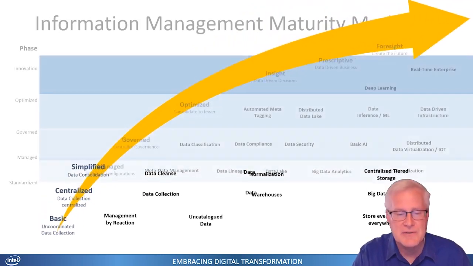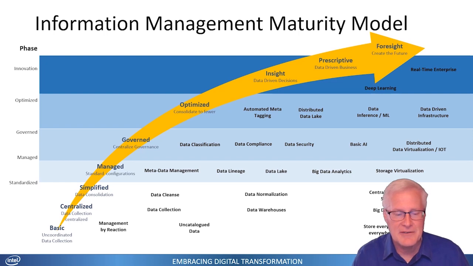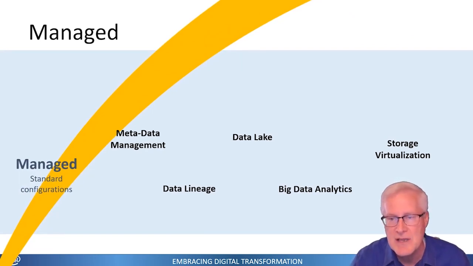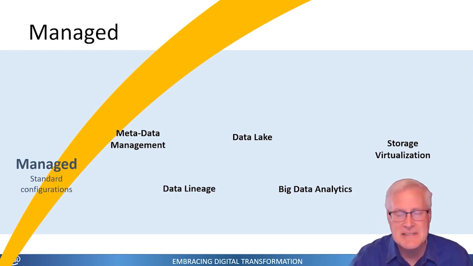Now, once you've mastered simplification and you've now mastered the whole standardized phase of the IMMM, the I3M, I don't know what to call it, the information management maturity model, now we move on to actually start managing our data. So let's take a look at the managed phase. In this phase, we only have one step in here. We could probably break it into multiple steps, and we probably will over time as we start identifying different phases in this as more customers start moving more into this space.